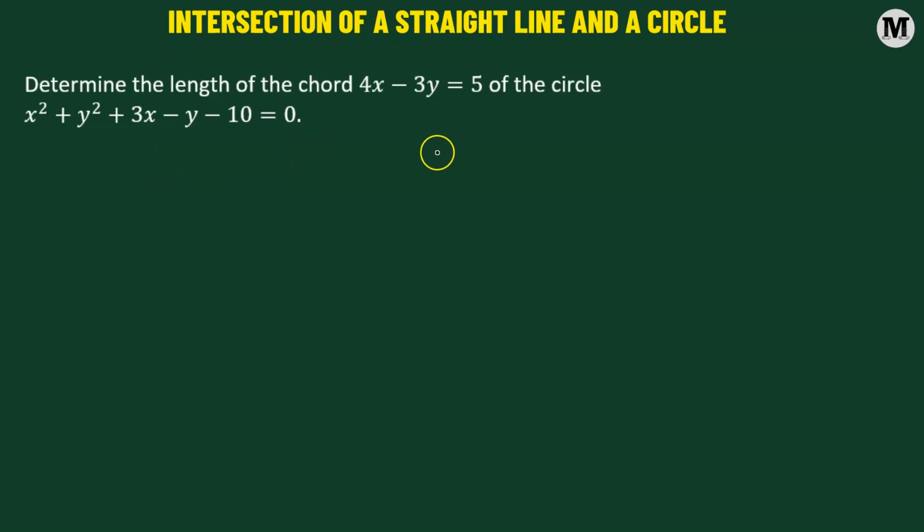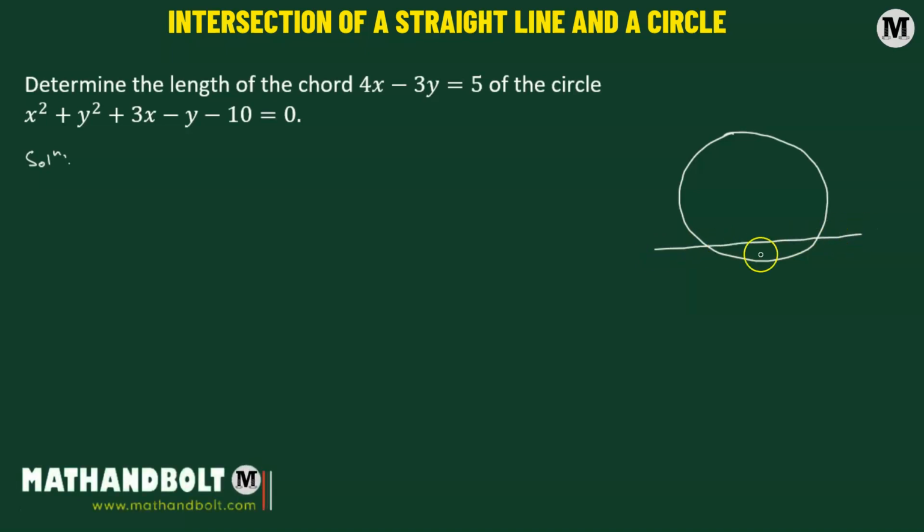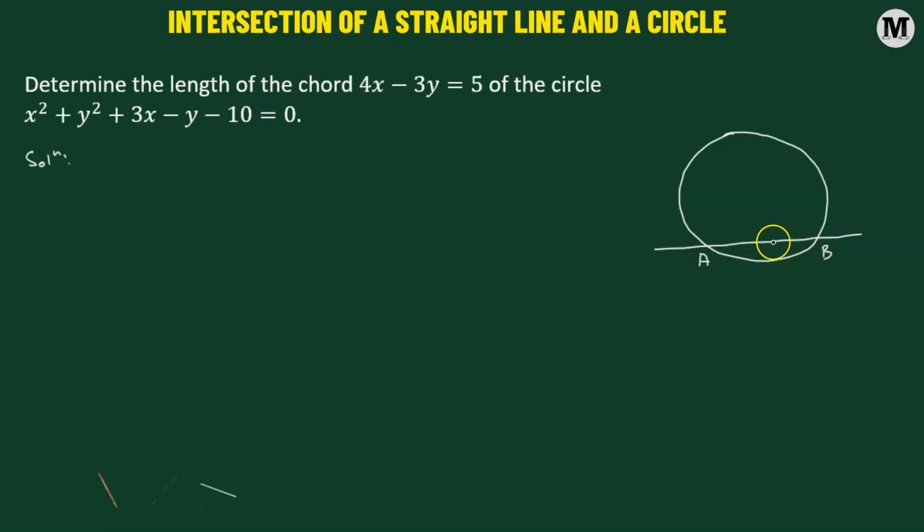Determine the length of the chord of the circle given by this particular expression. Let us begin. So here we have a circle. The equation of the circle is provided to us, and we have a line which intersects the circle at 2 points. Then immediately we can say that AB is going to become the chord to the circle, which is centered at C. Our goal will be to determine the length of the chord.